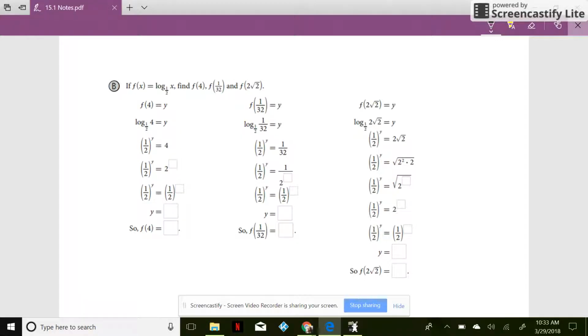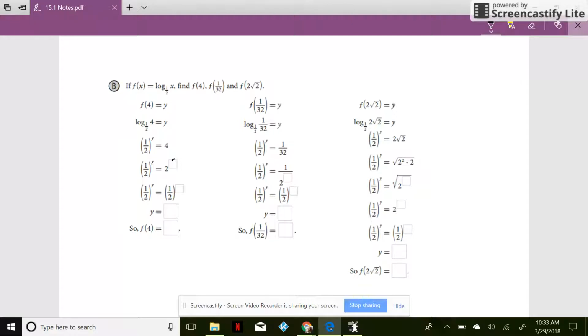We're continuing with section 15.1, working with logarithmic functions. So here we're working with log base 1/2, and finding some values of the exponents for that. In the first one here, log base 1/2 of 4 is equal to y. So circle the wagon, 1/2 to the y is equal to 4.